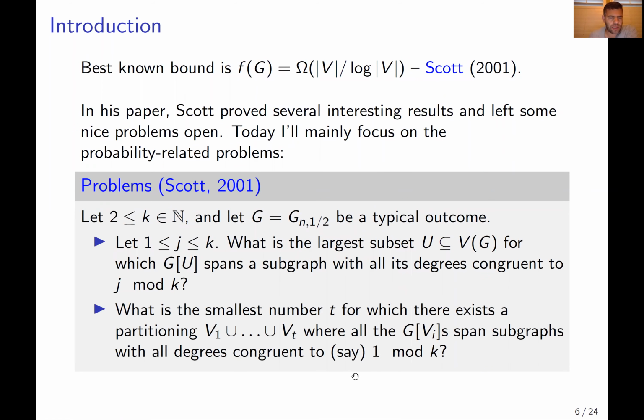And another problem that he suggested is: what is the smallest number T for which there exists a partitioning of the vertex set into T sets, where all the induced subgraphs, the spanned subgraphs, have all degrees congruent to, say, 1 mod K? But you can fix any residue that you want, right? Let's say all the degrees congruent to J mod K. Okay, so these are two problems that he considered or asked.